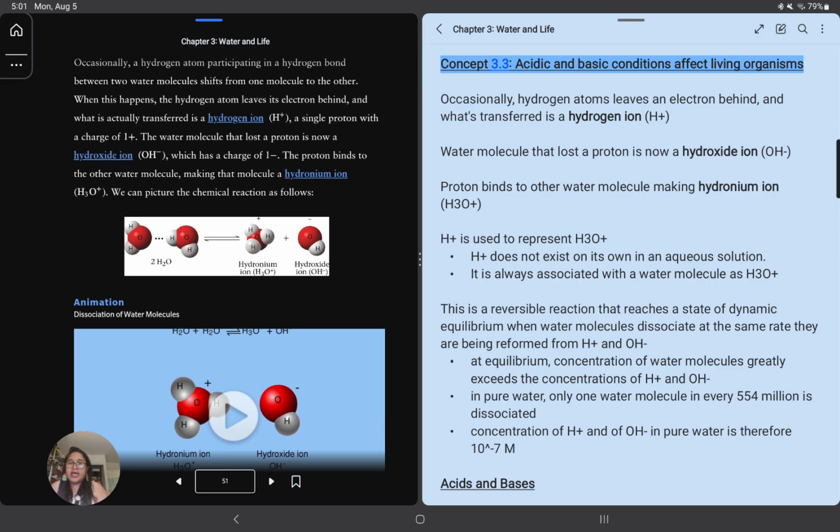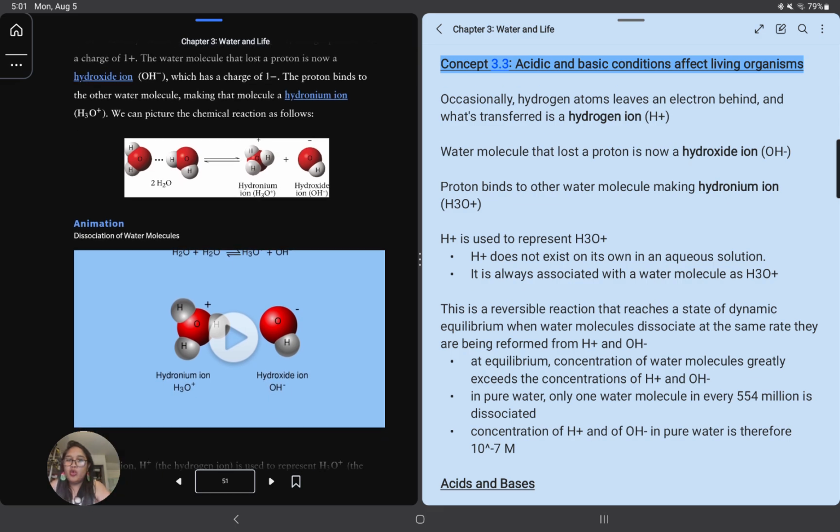Occasionally, a hydrogen atom participating in a hydrogen bond between two water molecules shifts from one molecule to the other. When this happens, the hydrogen atom leaves its electron behind, and what is actually transferred is a hydrogen ion, a single proton with a charge of +1. The water molecule that lost a proton is now a hydroxide ion, which has a charge of -1. The proton binds to the other water molecule, making that molecule a hydronium ion, H3O+.